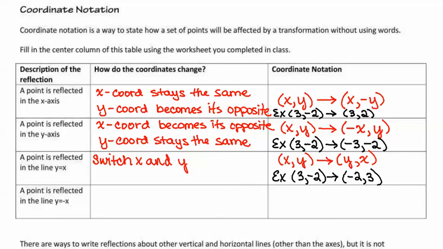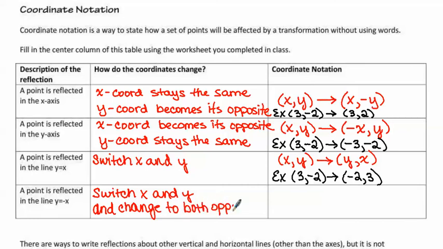And the last one. A point is reflected in the line y equals the opposite of x. We said in class that we would switch x and y, and change both to their opposites. So we're not only going to switch their position, but we're going to switch their sign as well. Okay, so think about it in terms of a point. We switch their positions, so (x, y) would become (y, x), and then change their signs. So the opposite of y, opposite of x.